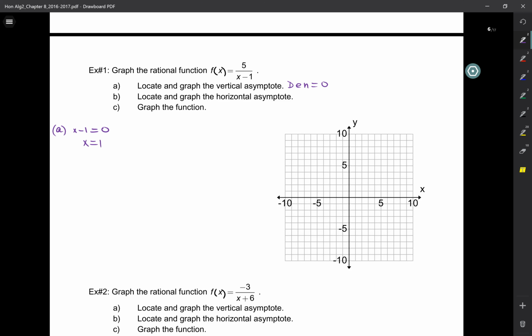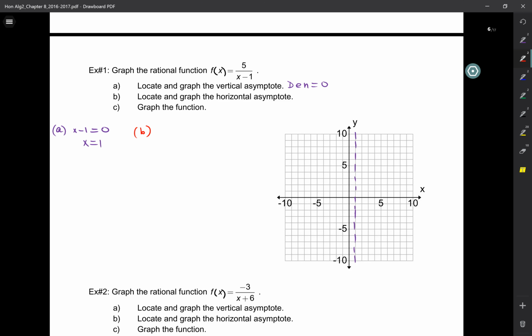So x equals 1, that's another common misconception here. Lots of misconceptions here. All right, so that's x equals 1. Okay, Part B. Locate and graph the horizontal asymptote. All right, the horizontal asymptote.